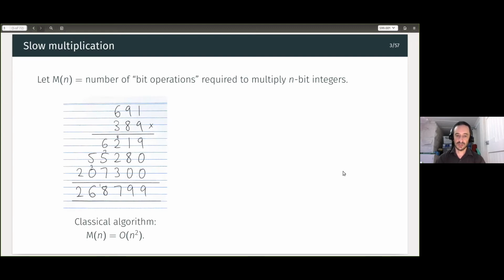So the first multiplication algorithm we learn is the classical algorithm, or long multiplication. So here's a brief illustration of that. And that is a quadratic time algorithm because you have to multiply every digit of the first number by every digit of the second number, and then you have to add up all these products that you've computed in the right order. So that is an n-squared algorithm.